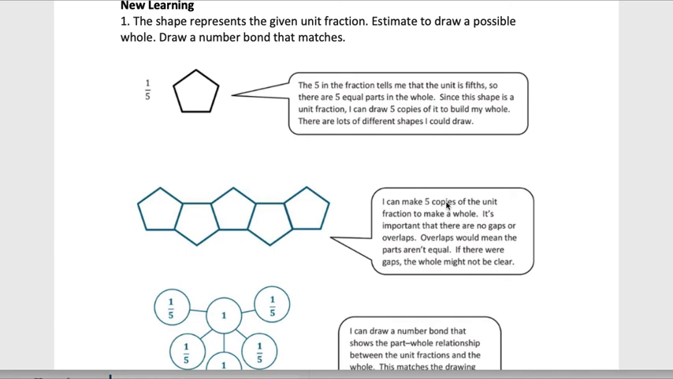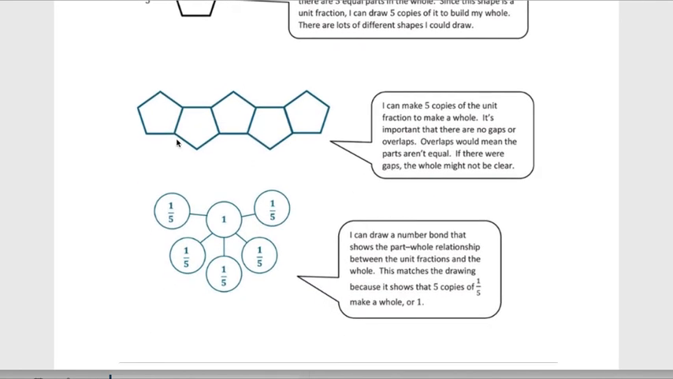Since this shape is a unit fraction, I can draw 5 copies of it to build my whole. There are lots of different shapes I could draw. So for example, now we have 1, 2, 3, 4, 5. We have 5 of them. So this is showing us fifths, right? It's important that there are no gaps or overlaps. Overlaps would mean that the parts aren't equal. If there were gaps, the whole might not be clear.